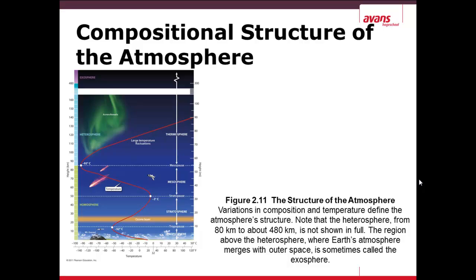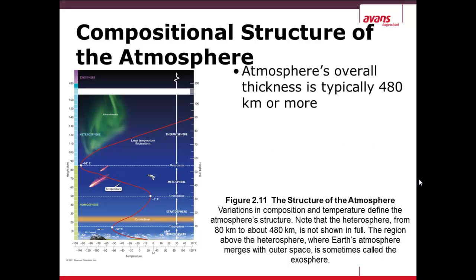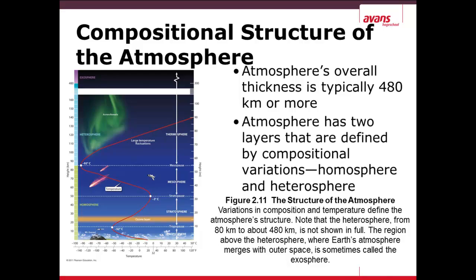The thermosphere is also the place where the aurora borealis is formed. In total, the atmosphere's overall thickness is about 480 kilometers, more or less. We cannot say for sure, because at different parts on the planet the thickness is different. And the atmosphere, as I mentioned, has two defined compositional variations, the homosphere and the heterosphere.